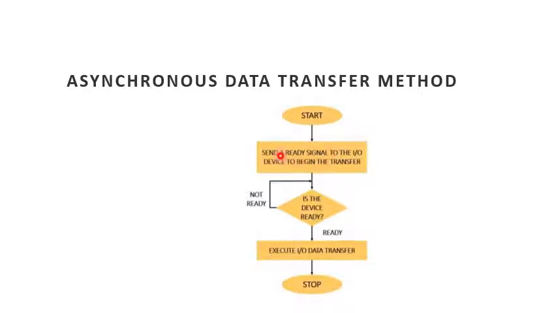First, the microprocessor raises a ready signal and sends it to the I/O device, which is connected to it. The status of the I/O device is continuously checked to see if it is prepared for data transfer or not. If the device is not ready, it is checked again and again until the device signal is ready. Once the device is ready, the data transfer begins from the microprocessor to the I/O device.